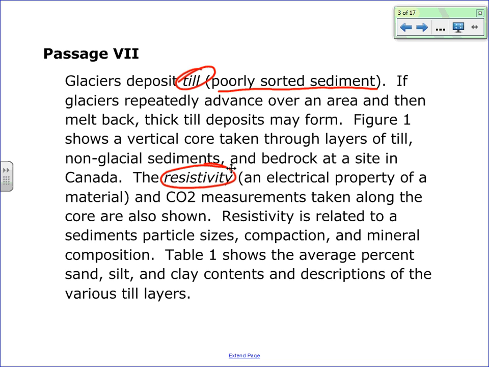So things like rubber or wood or glass have a very high resistivity, meaning electricity doesn't flow through those things easily. But metal, like copper or salt water, conducts electricity really easily, and so they have a very low resistivity, because it lets electricity flow through. Okay, so that's the passage, and so let's start to take a look at the data.